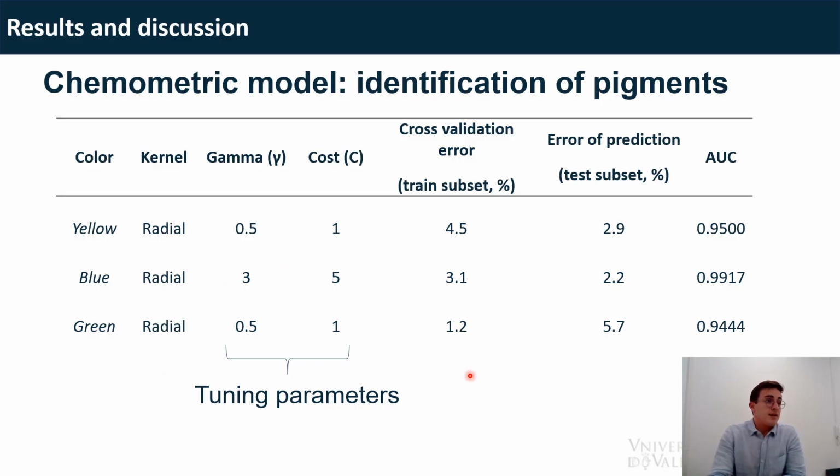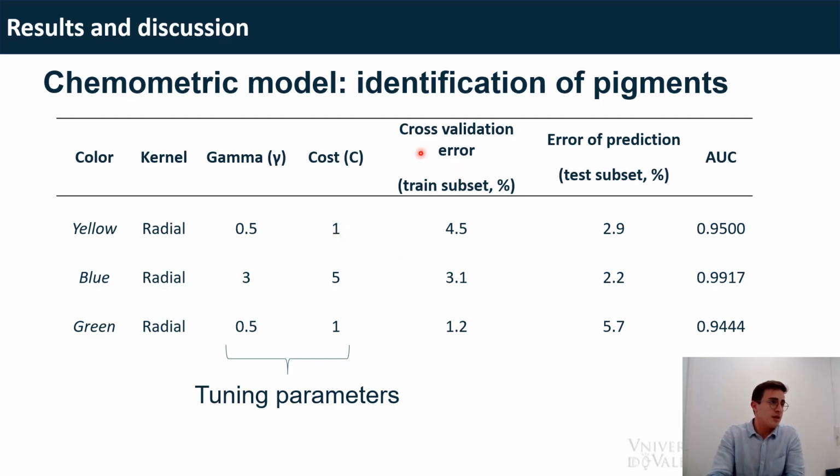And this is a summary table of all the support vector models. So basically, we built one for the yellow color, one for the blue, and one for the green. These are parameters that are optimized throughout the models, like the distribution of those borders. These are the complexity of the borders, and this is the cost, like how much we allow the model to fail when classifying.